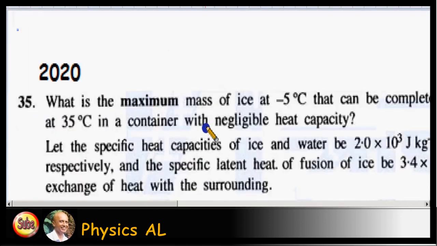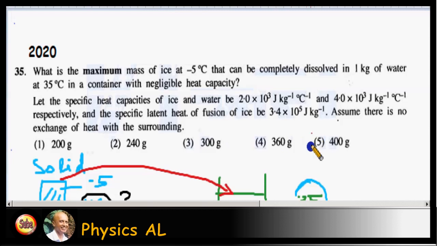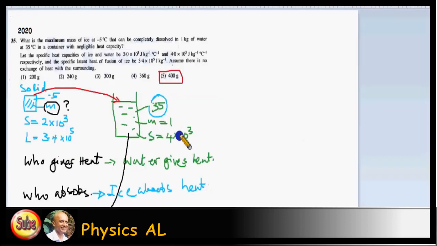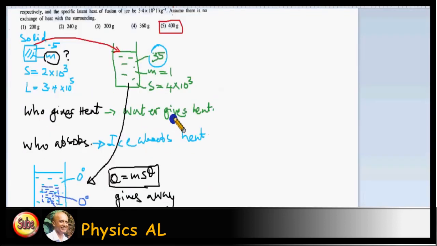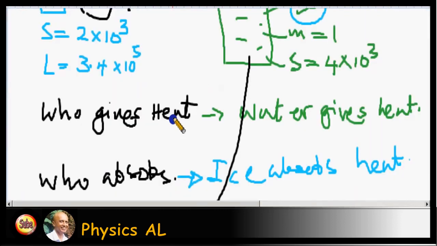Now the answer must be this one, 400 gram. So I think you understood how we solved this question.